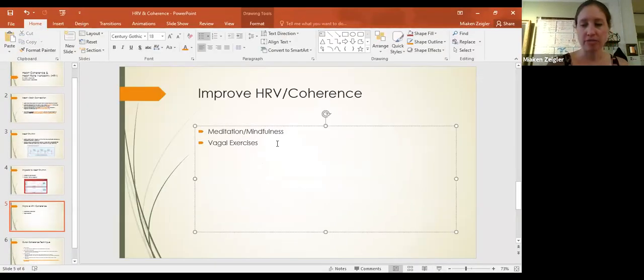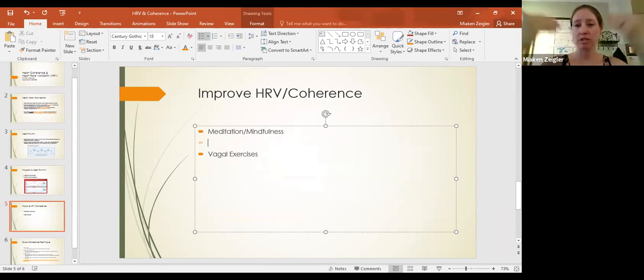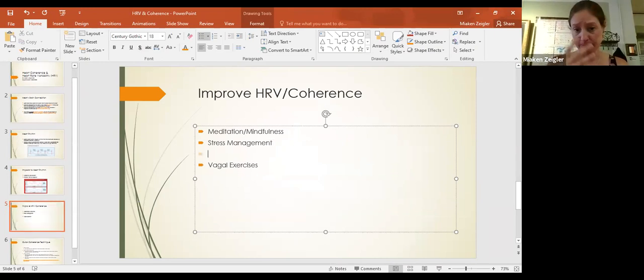Yes, it can be the mindfulness meditation piece. Are you doing those activities that allow you to take your focus from outward to inward? How is the stress management in your world? Again, meditation and mindfulness can play a role in that. Journaling can play a role in that.